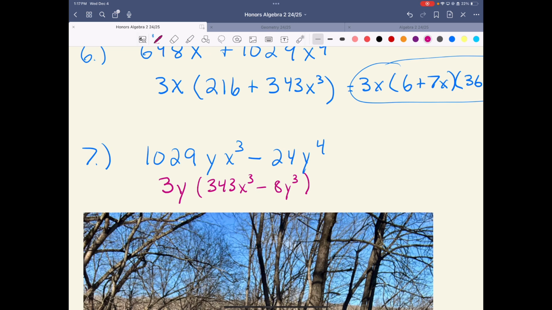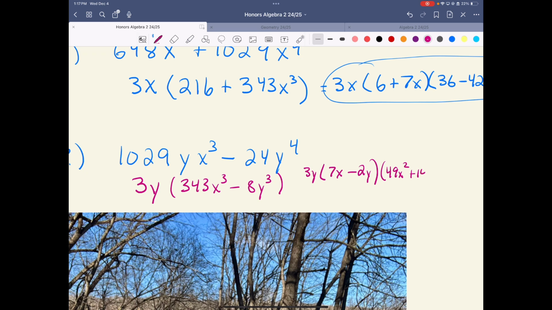So we've got 3y. The cube root of 343, I think we said, was 7. So that's 7x. It's minus, so this is going to be a minus 2y, times 49x squared plus 14xy plus 4y squared. We do okay?